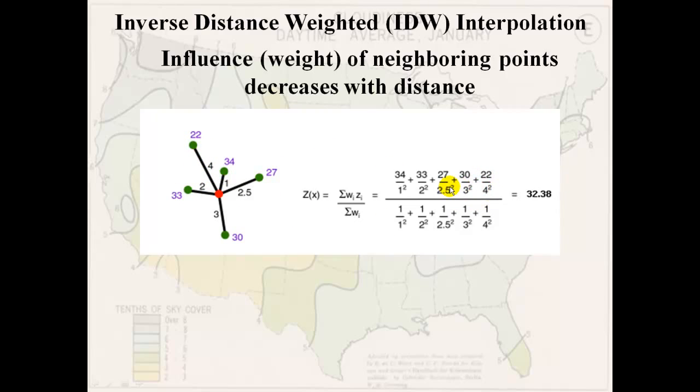This exponent here is called the power, and what's going to end up happening is the higher the power, the more rapid the influence dies out with distance. So if you have a higher power, closer things are more important than further away things. And then you divide it by the sum of weights, and that gives you the interpolated value. So in this case the interpolated value is 32.38. So there you have it. This 22 doesn't count as much because it's 4 units away.